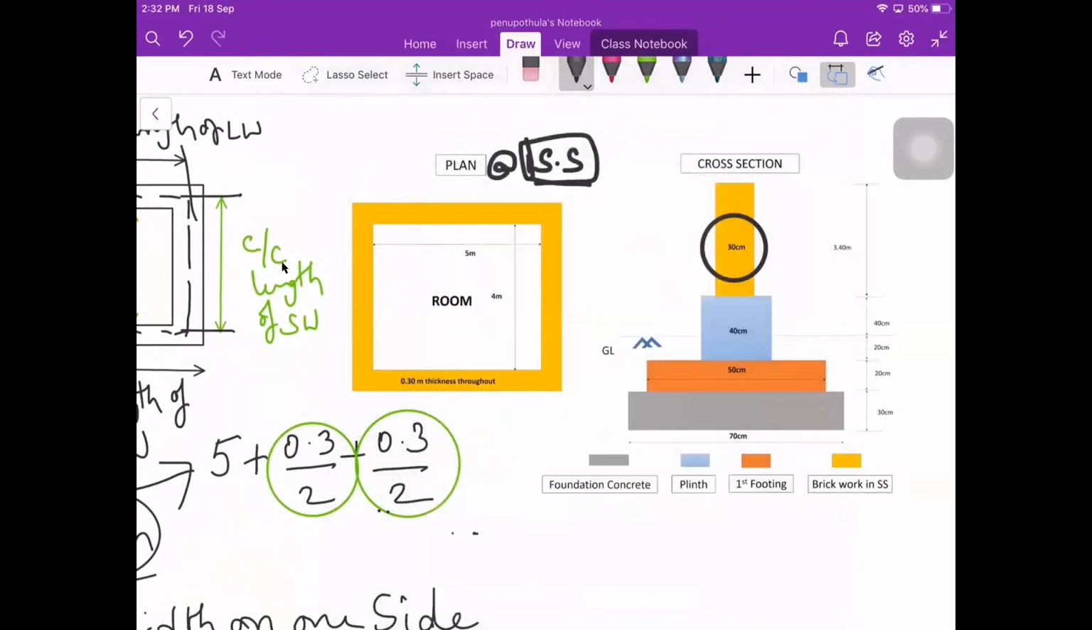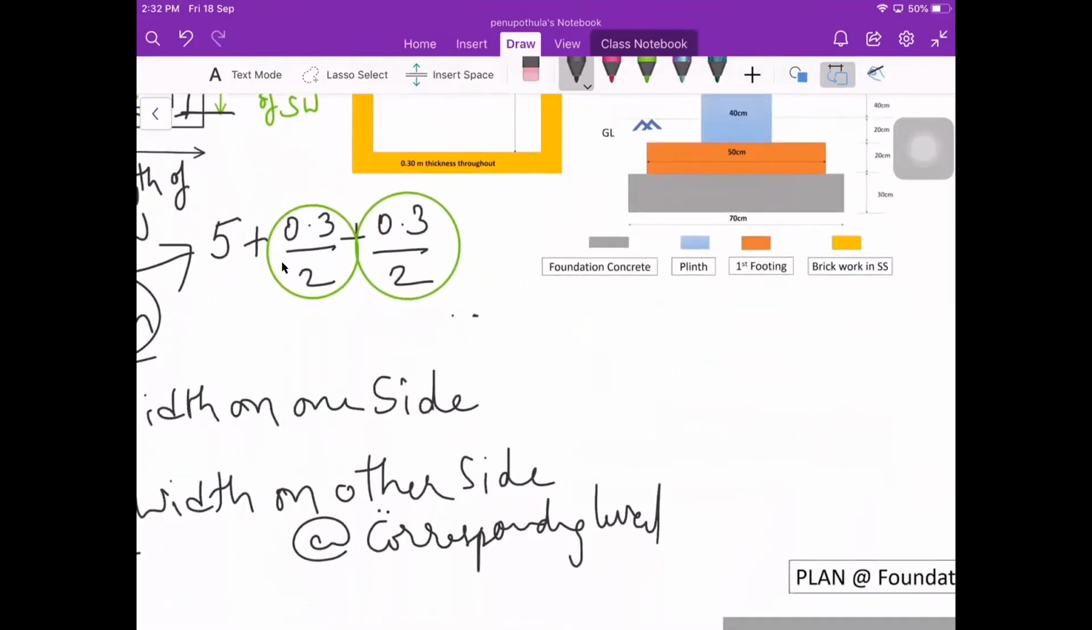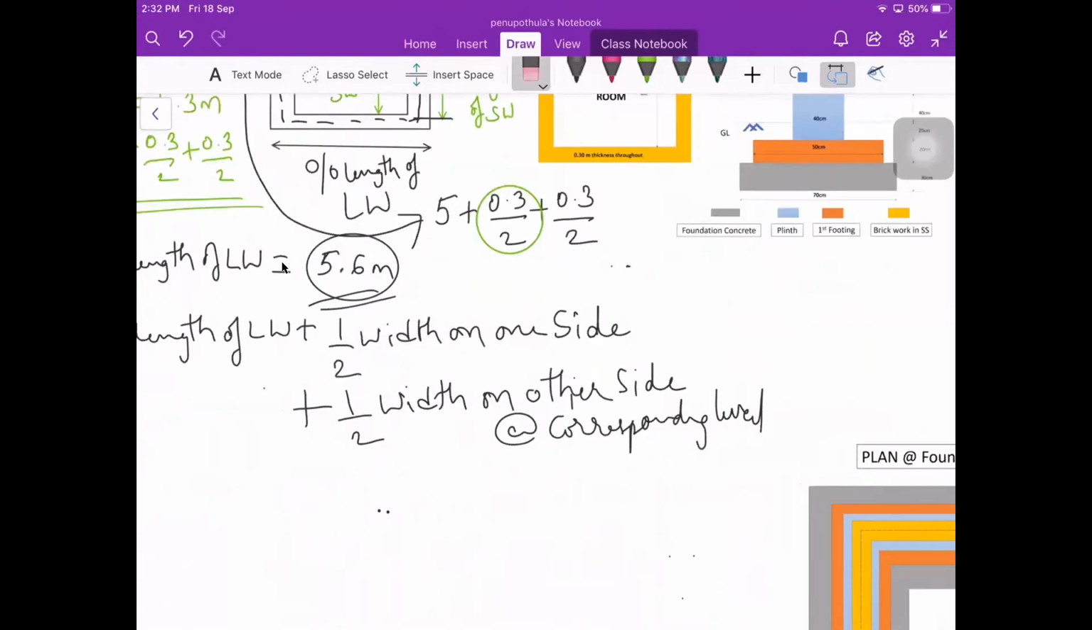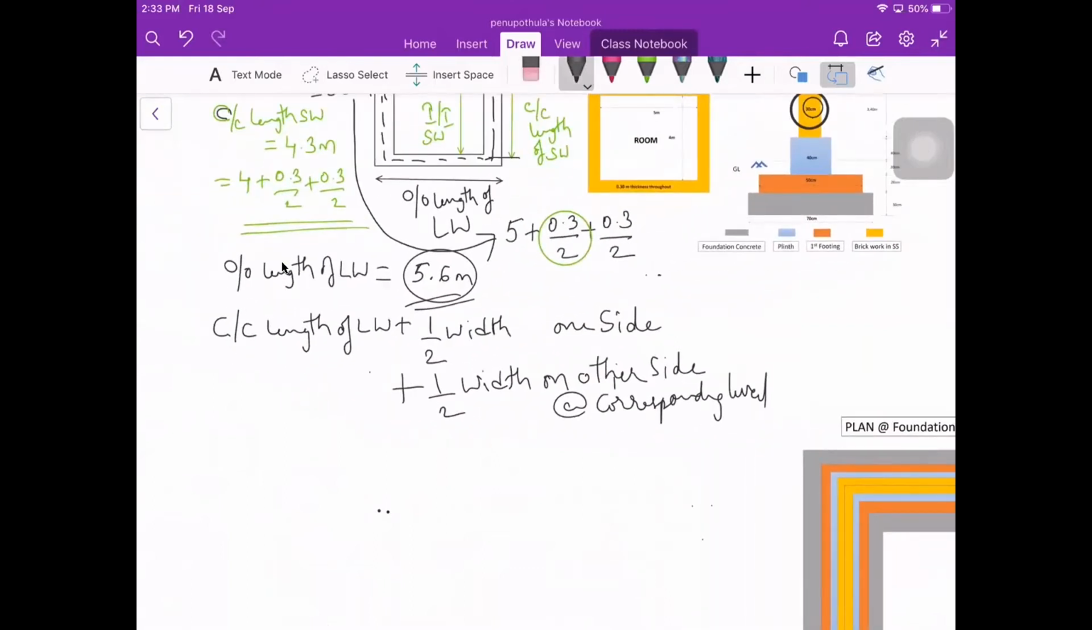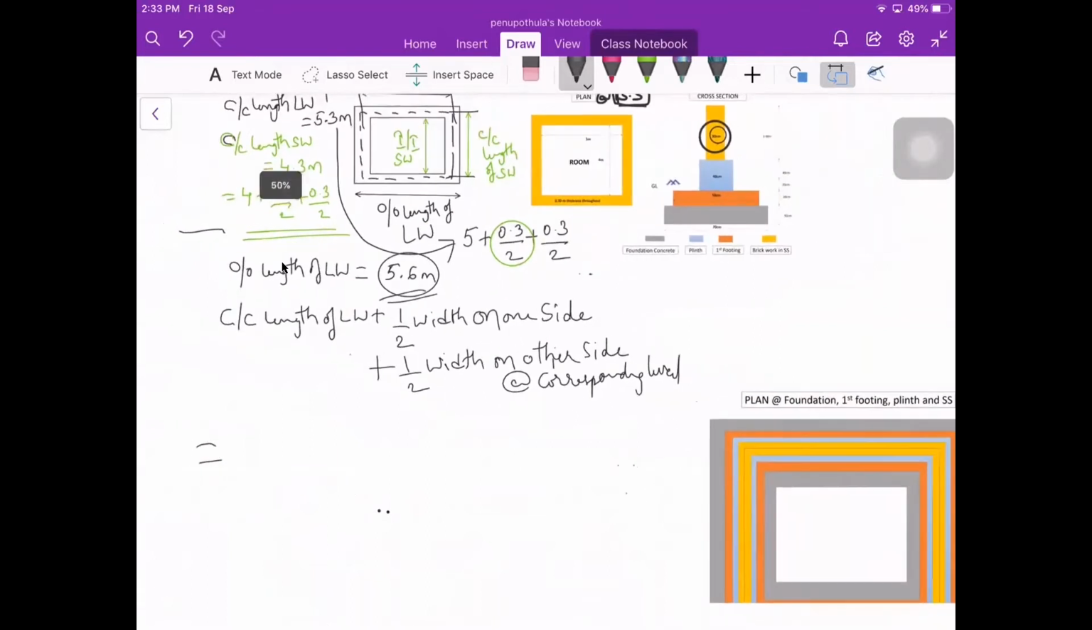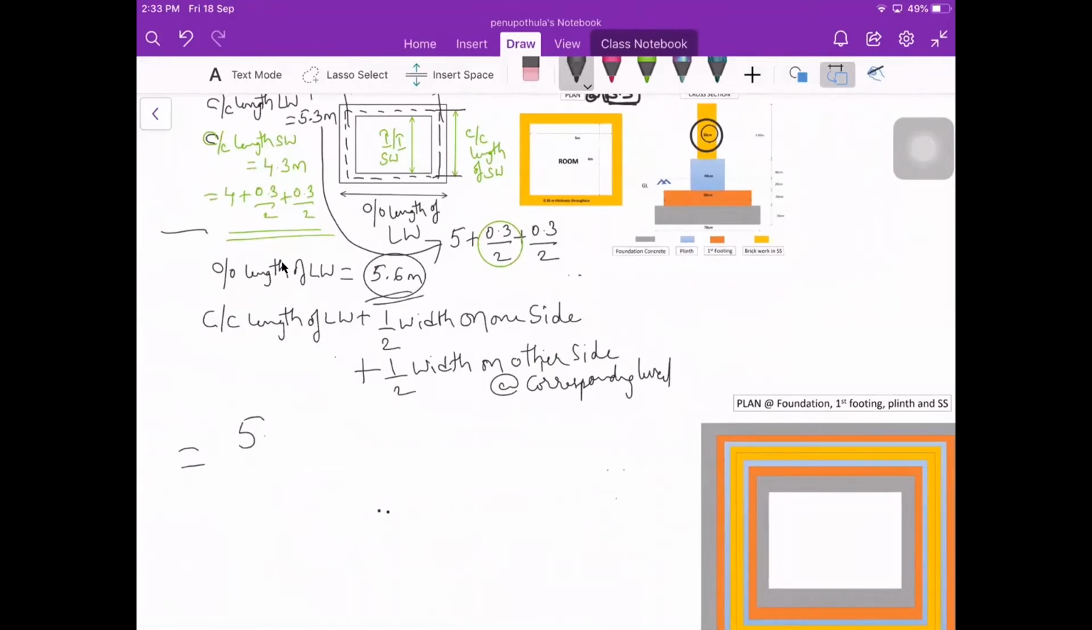At superstructure level, the width here is 30 centimeters, and hence we are going with 0.3 by 2 and 0.3 by 2. The center to center line length of long wall is already obtained, which is 5.3 meters. 5.3 meters plus half width on one side. The width of the wall is 30 centimeters.